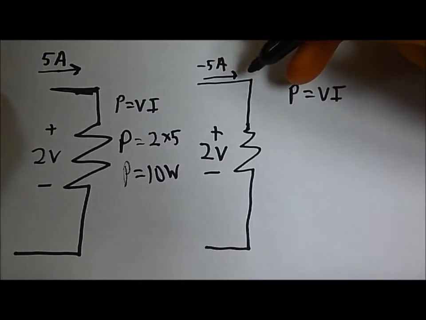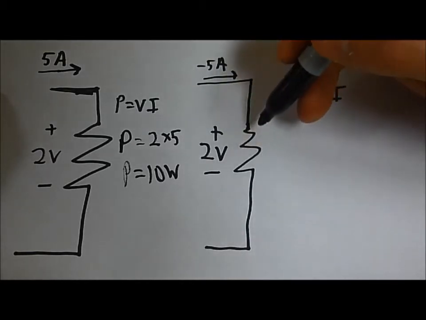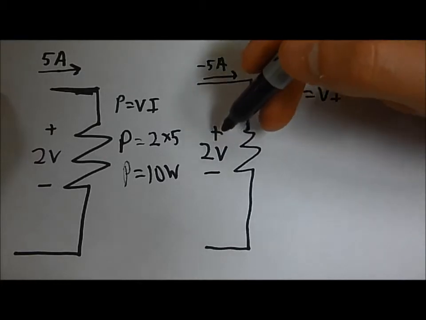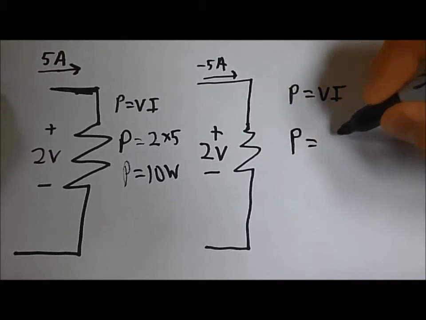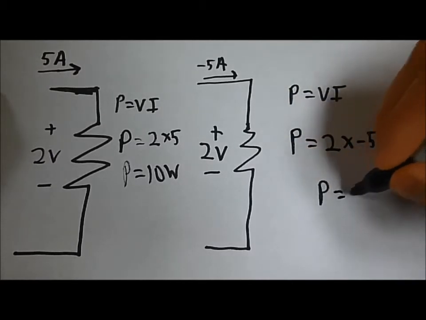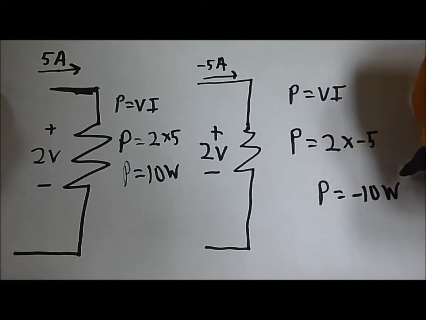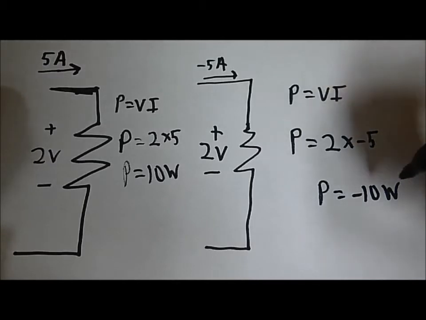In this example, minus 5 amps is entering into the positive terminal of this circuit element, and 2 volts is being dropped over this circuit element. So that means our power is equal to 2 volts times minus 5 amps. So power is equal to minus 10 watts. This means that this circuit element is generating 10 watts of power.